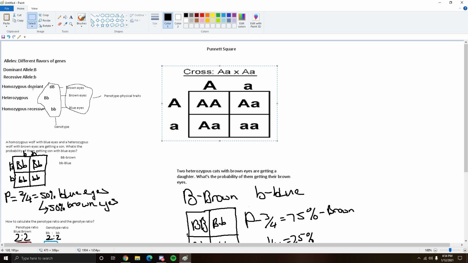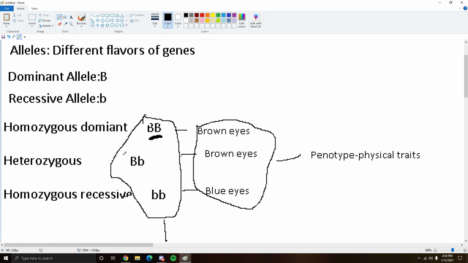So homozygous: homo, as we all know, means the same. It stays the same. As you can see right here, two B's is double the same. It's literally the same, and it means brown eyes.